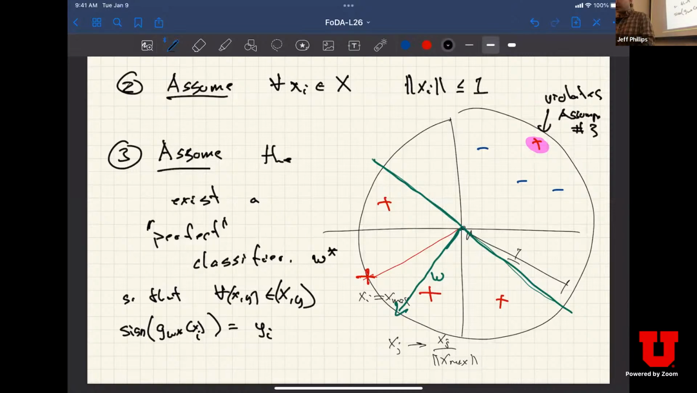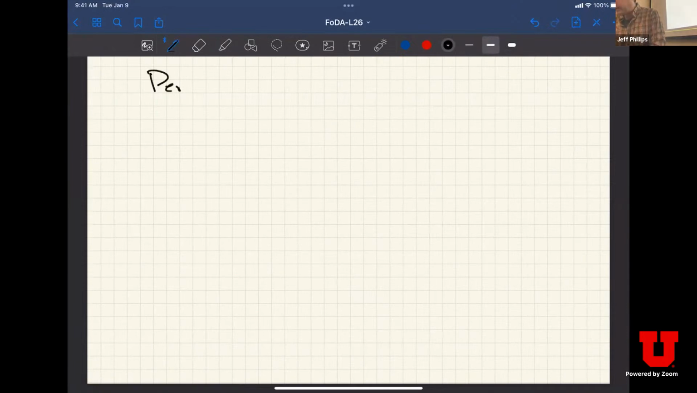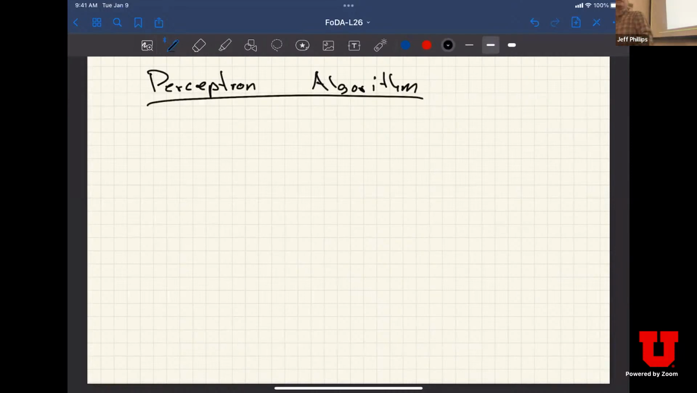So let me tell you what the perceptron algorithm is now. Again, like all the algorithms in this class, it's going to be pretty simple. This one you could actually implement, but I'm not going to ask you to implement it in the class, but you may have to think about it. So pay attention.